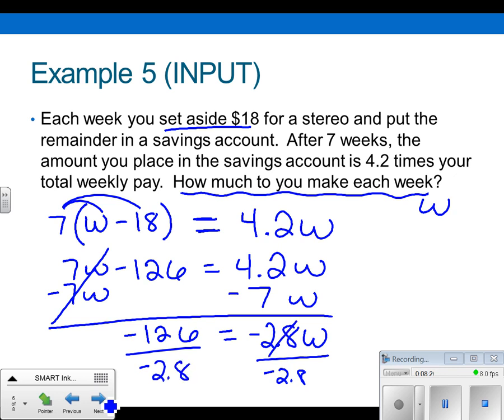And so that simplifies to 1. So the weekly pay is negative 126 divided by negative 2.8, and that gives you a positive 45. So $45.